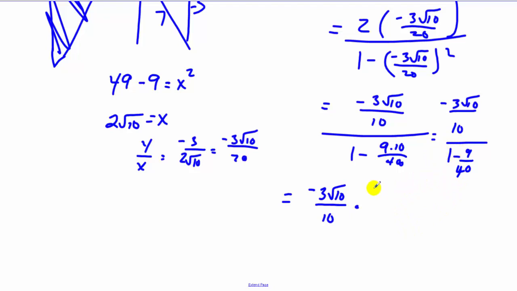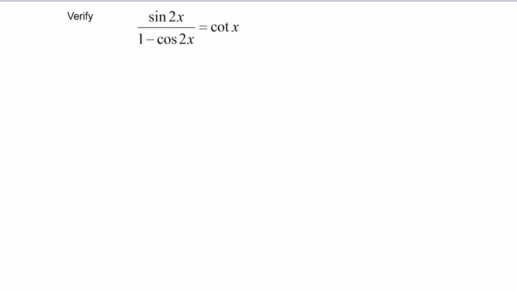Then we know that's going to be 31 over 40 multiplied by the reciprocal, so it's 40 over 31. And I end up with negative 12 root 10 over 31, and I'm done. So those are the easier type of problems where you know they're just triangle problems. Next, we're going to do a verification.